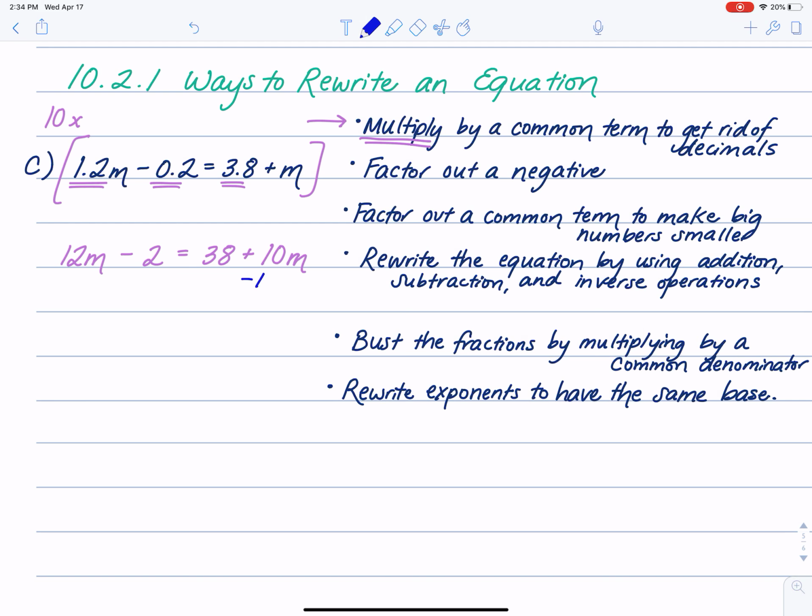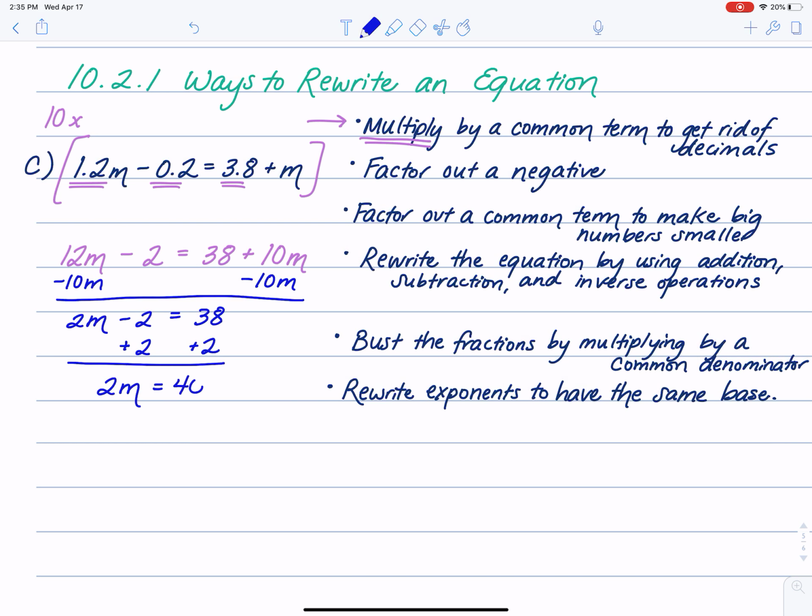Let's go ahead and use the inverse operation to combine like terms on opposite sides. And then do the same for our constants. And then, of course, just our regular one-step equations, isolating that variable to get our final answer. Those ones are a little bit more straightforward. Let's go ahead and move on to part D.